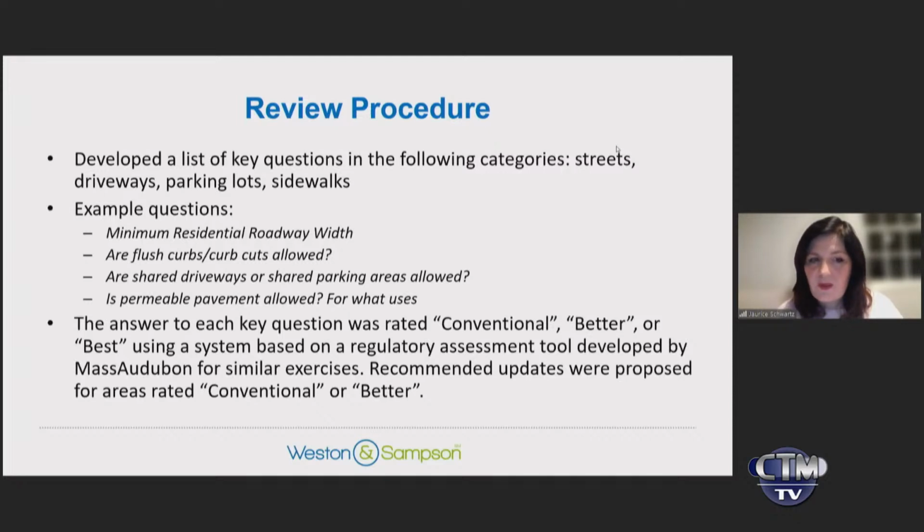In areas where the regulations were rated as either conventional or better, we recommended improvements based on that language if it wasn't rated as best. And we looked at this across all of your regulations. So in some cases, some of the regulatory language might have been rated as best already, where we wouldn't have recommended any improvements, but based on a similar item or area, we might have recommended improvements to other regulatory documents. So maybe in that case, it was rated better overall, because some updates were needed in that particular category.